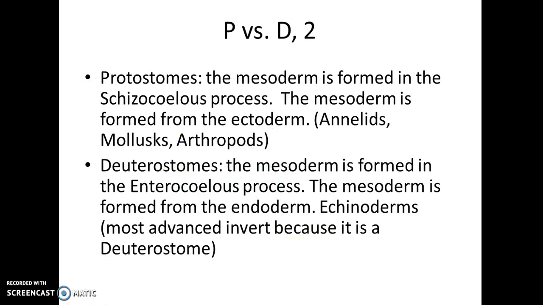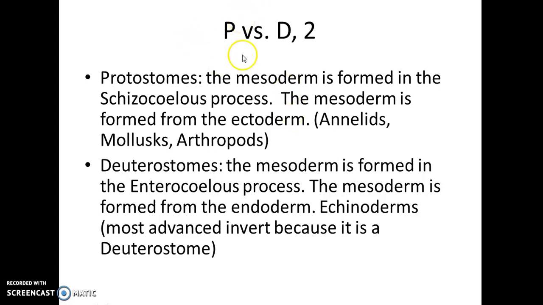So when we talk about triploblasts, there are two types of triploblasts: protostomes and deuterostomes. So there's two types of animals: we have diploblasts and triploblasts. There are three types of triploblasts: acoelomates, pseudocoelomates, and coelomates. There are two types of coelomates, protostomes and deuterostomes.